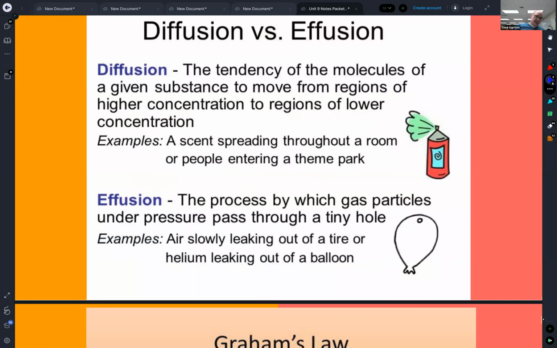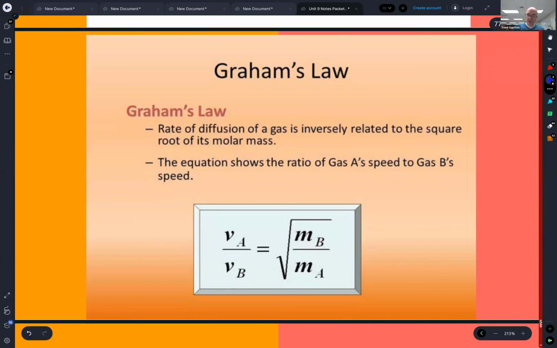All right, diffusion and effusion. They both sound the same. You are familiar with the term diffusion. It means to spread throughout containers, spreading out as far as possible. Effusion means that the gas is escaping through a tiny hole. They are both governed by the exact same formula. This formula is called Graham's law.